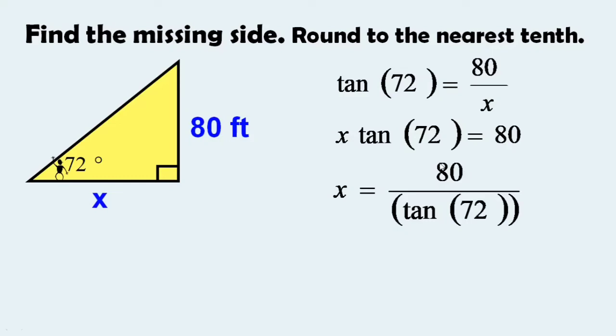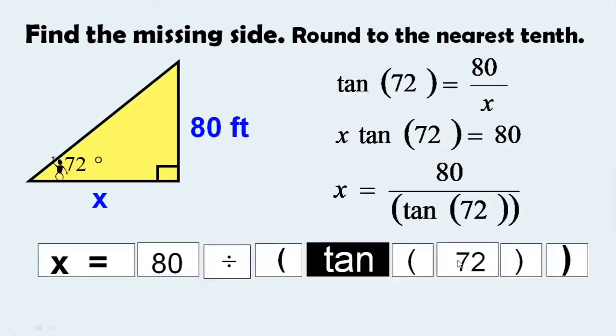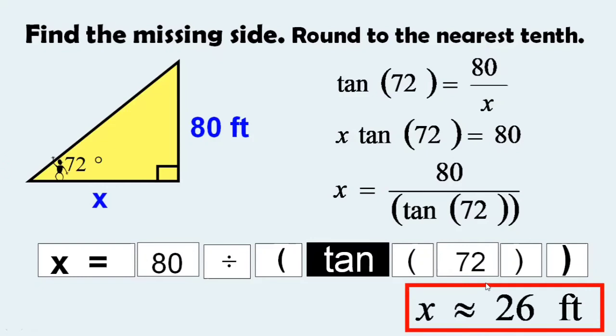Then we're going to divide both sides by tangent of 72 degrees. So x times tangent of 72 degrees divided by tangent of 72 degrees is equal to x. Then that is equal to 80 divided by tangent of 72 degrees. And so using your calculator, 80 divided by tangent of 72 degrees is equal to 26 feet. So our adjacent side is equal to 26 feet.